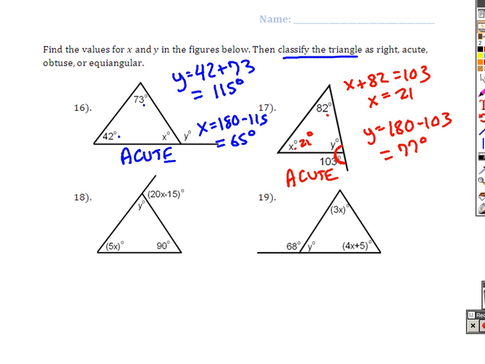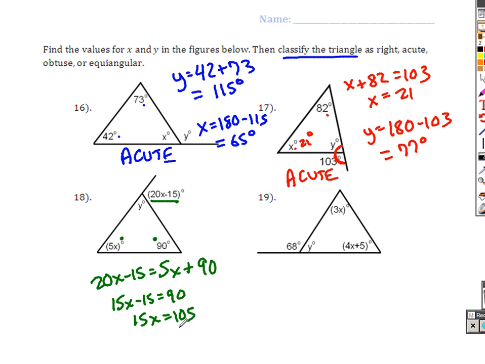Number 18, we're getting a little bit more tricky with the algebra right here. We need to set up the remote interior angles adding up to the exterior angle. So 20x minus 15 equals 5x plus 90. We're going to bring over the 5x to make it 15x minus 15 equals 90. Now bring the 15 over by adding it. 15x equals 105. That gives me, in the end, x should equal 7.